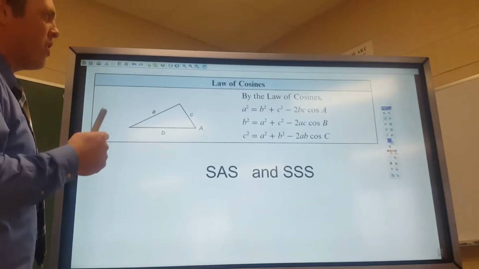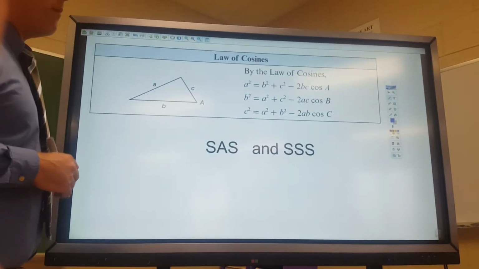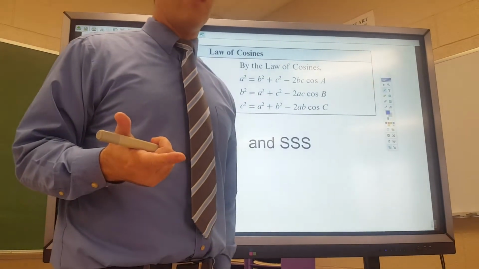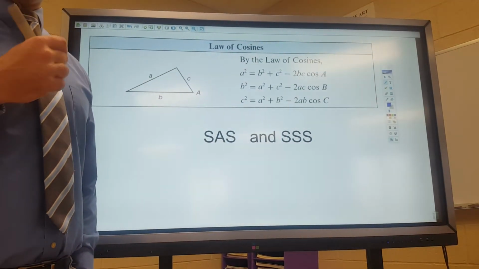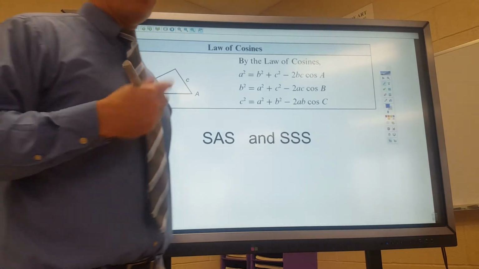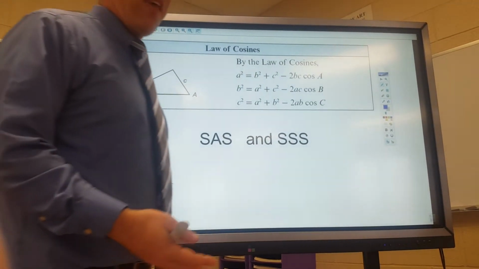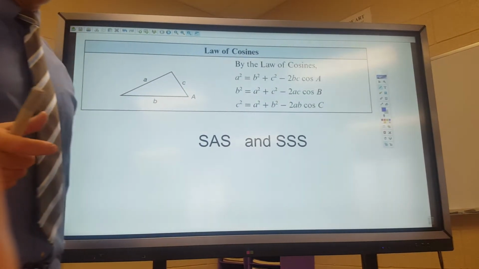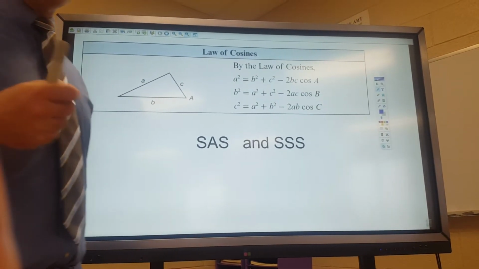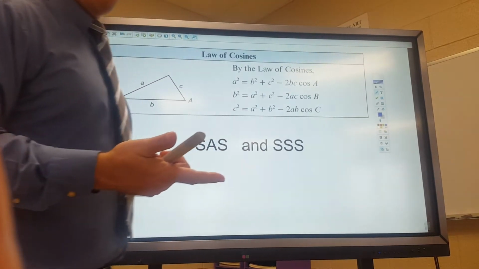All right, so now we're going to learn the law of cosines. We had law of sines, and for the law of sines we had to have a pair. We had to have a side and its opposite angle in order to use the law of sines. In this case, we're not going to have that. We're not going to have a pair. But if we have three parts of a triangle, we can solve the triangle by law of cosines.